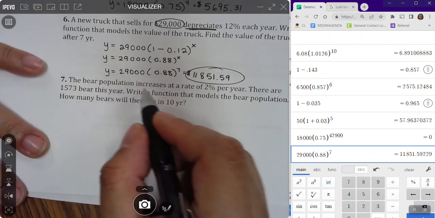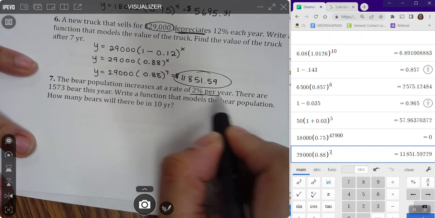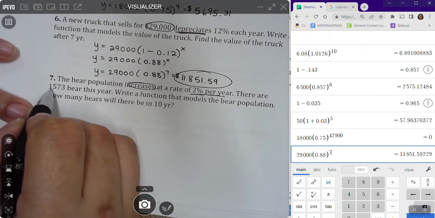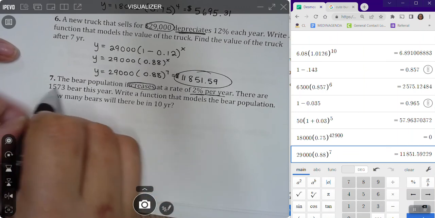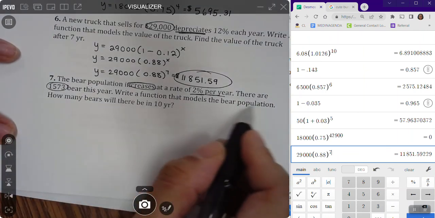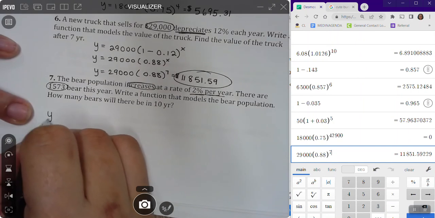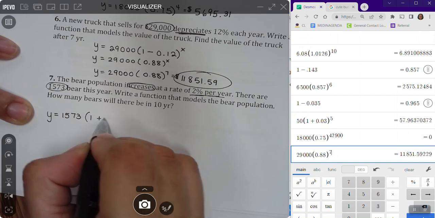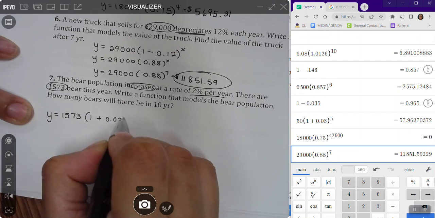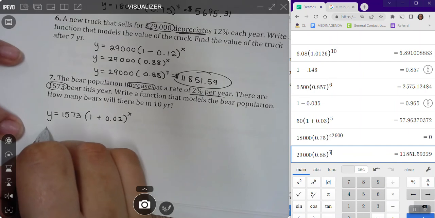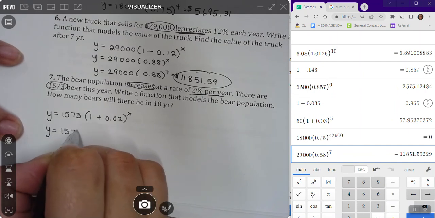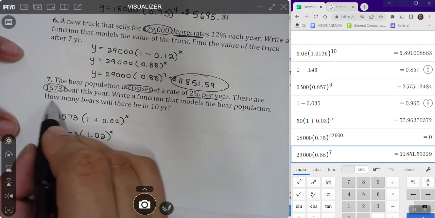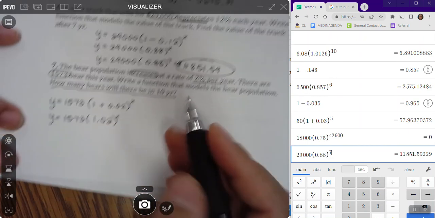All right, the bear population increases at a rate of 2% per year. Increases means growth. There are 1,573 bears this year. Write a function that models the bear population. Y equals initial value. It's growth, so it's 1 plus. All right, once again, you might see it like that, or you might see it like this. Okay. How many bears will there be in 10 years?